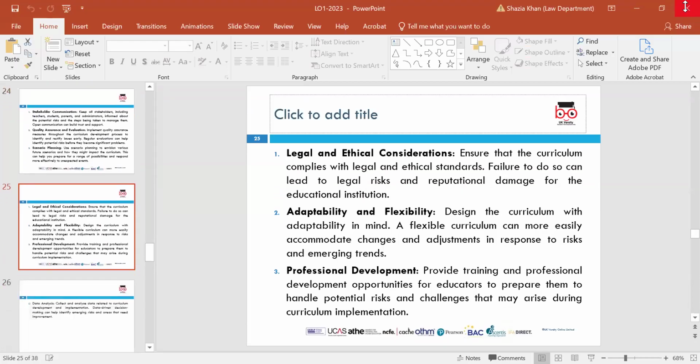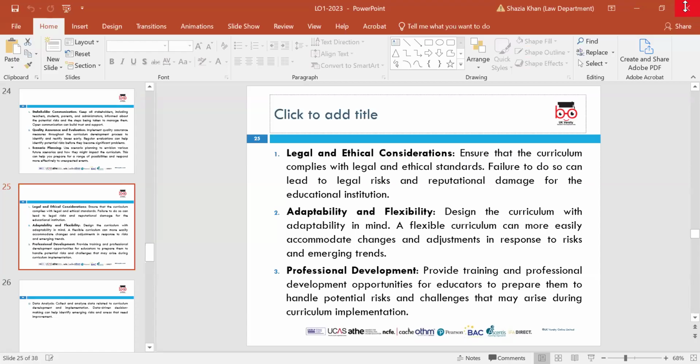Legal and ethical considerations need to be taken into account, making sure that the curriculum complies with them, and failure to do that will damage the educational institution. Adaptability and flexibility. Make sure that you're adaptable and flexible, and that your curriculum can be changed and any adjustments made. Professional development. Provide training and professional development for educators to prepare for any potential risks.